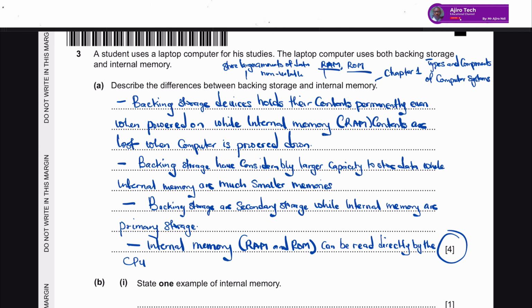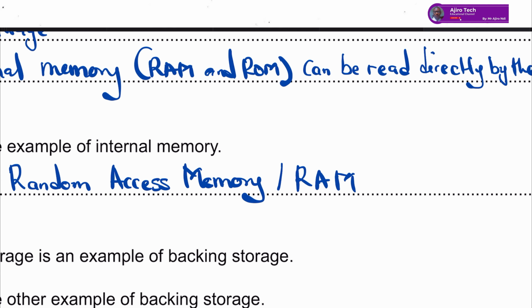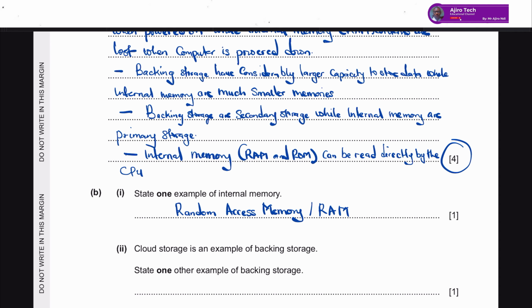So this is random access memory. Okay, random access memory, right? You can also say RAM and it will be marked, because again, we all know what the RAM is. The examiners know what the RAM is. So this is very important.